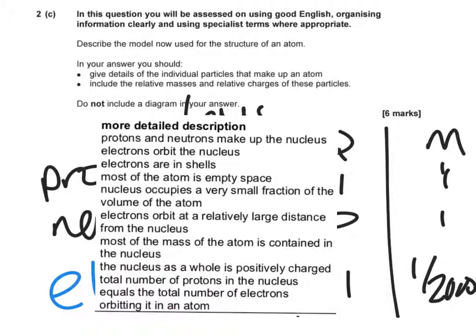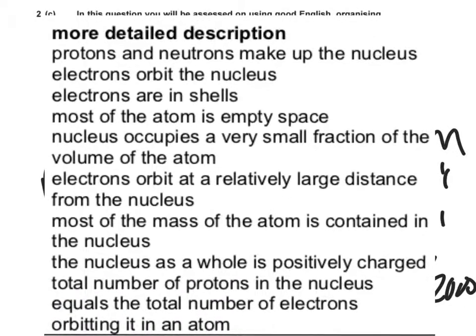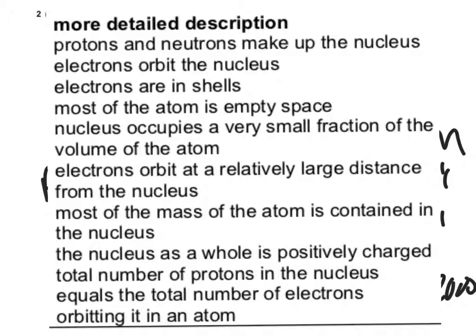I've now just dropped in the more detailed descriptions from the mark scheme. These are some things that I just made larger there, you can see. Some of the points you might want to include as well, just to get you a more detailed answer. So you can see that I've got the idea that they make up the nucleus, electrons orbit the nucleus, electrons are in shells, most of the atom is empty space, the nucleus occupies a very small fraction of the volume of the atom, the electron orbits are at a relatively large distance from the nucleus, most of the mass of the atom is contained in the nucleus, the nucleus as a whole is a positively charged part of the atom, total number of protons in the nucleus equals the total number of electrons that orbit the atom as well, which gives us the neutral charge of the atom.